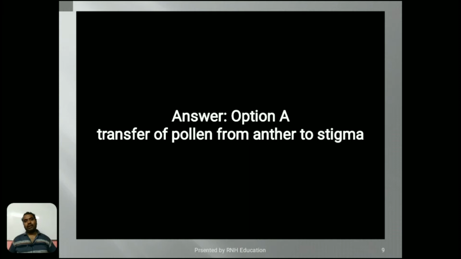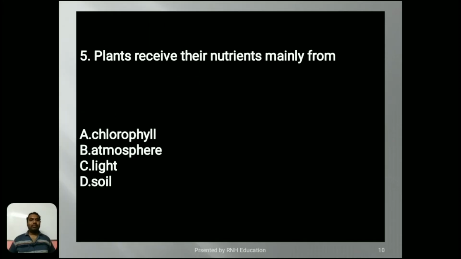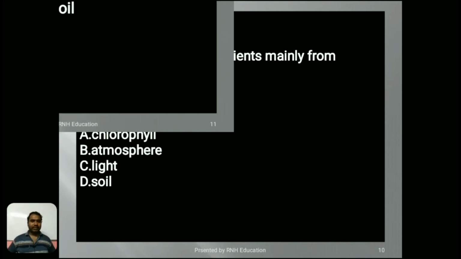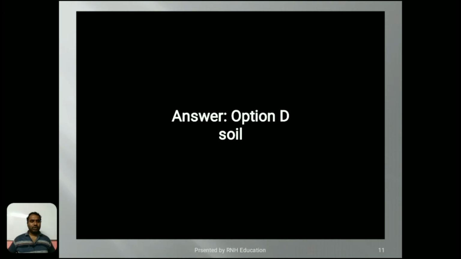And the next question, that is question number 5. Plants receive their nutrients mainly from. Options are A. Chlorophyll, option B. Atmosphere, option C. Light, and option D. Soil. The answer should be D. Let's see the answer. The answer is D, that is soil.